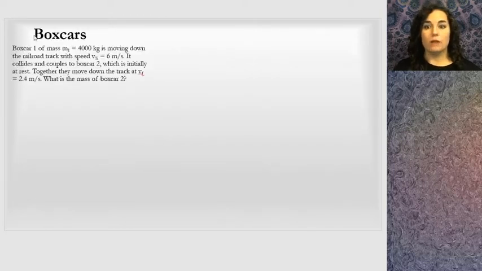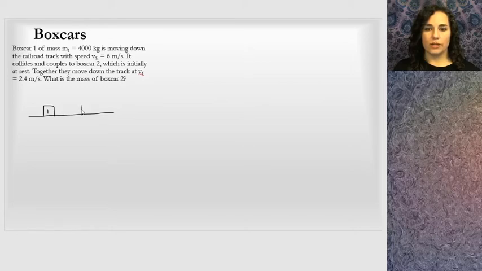I did choose a couple of examples that are pretty straightforward in applying momentum and conservation of momentum. The first problem I have here is a boxcar. Boxcar 1 moves down railroad tracks with a speed. It collides and couples with another boxcar 2, which is initially at rest. Okay, so I have an initial situation. Together they move down the track at v final, so I have a final. Let's go ahead and do our initial and final situations here.